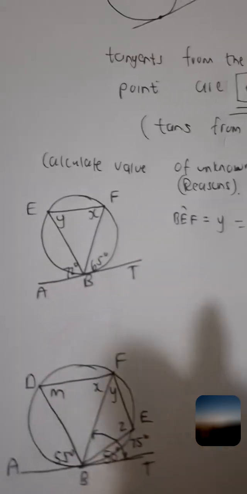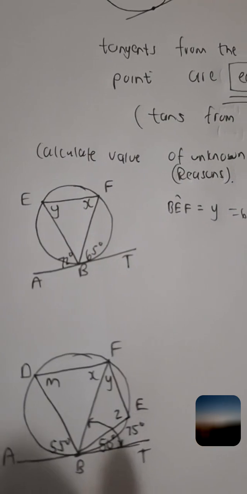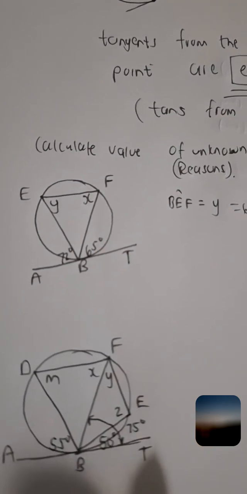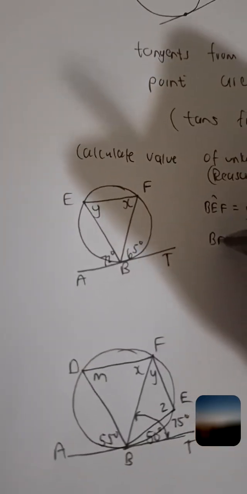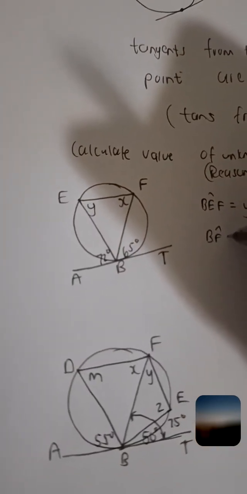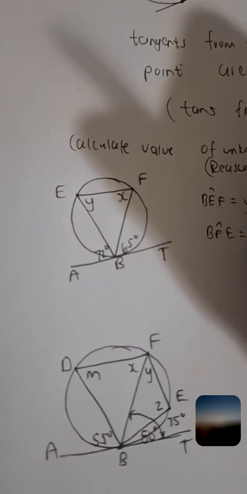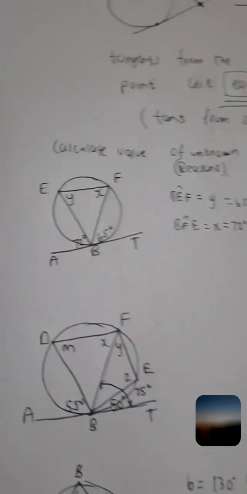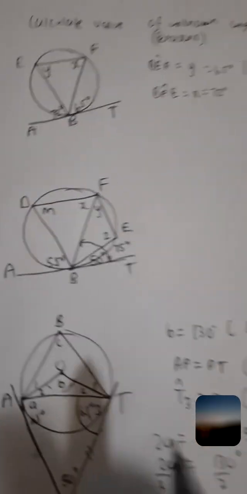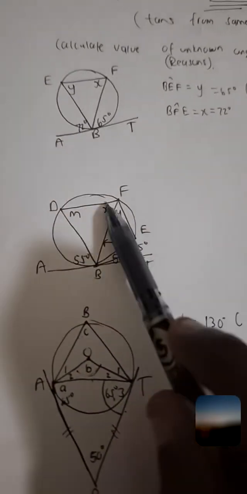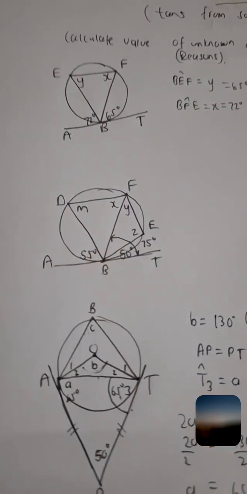Also true. Angle BFE is equal to 72, which is x. BFE is equal to x, which is equal to 72 degrees. Reason: tan chord theorem, same reason. Right, we're done with that one. Now we just need x, y, and z.